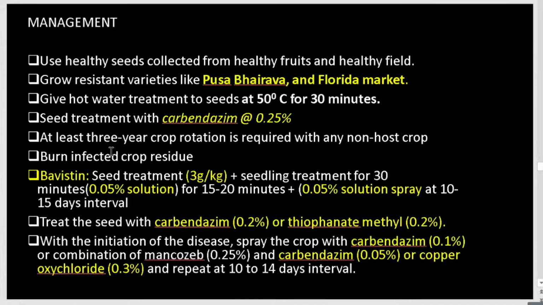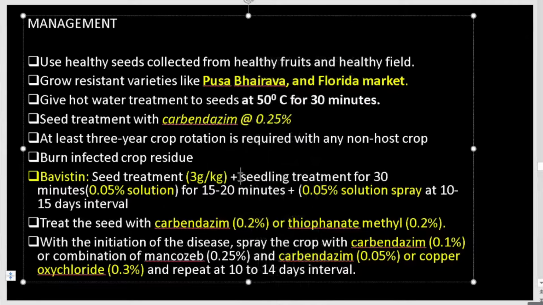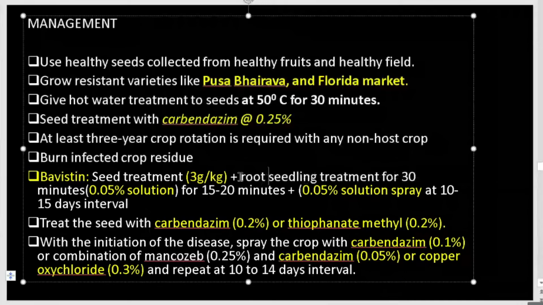So seed treatment with carbendazim can be done at 2.5 to 3 grams. Again, root seedling dip. So this is root seedling dip. Root seedling dip is also found very effective, and it is done at the rate of 0.05% solution. That means 0.5 gram of carbendazim per ml, and it should not be carried out for more than 30 minutes. Generally, we advise to carry out root seedling treatment for 15 to 20 minutes.